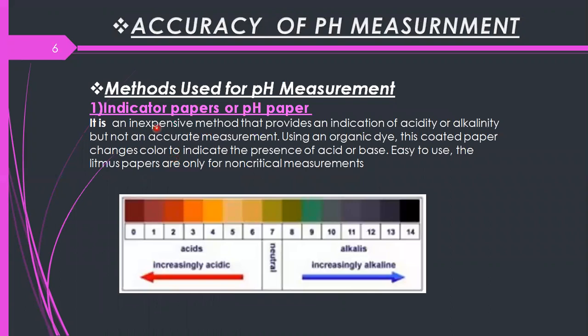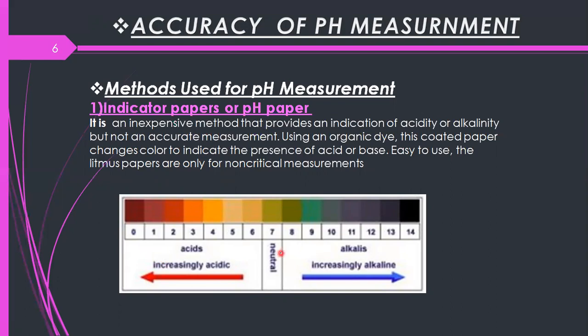Next are the methods which we use for the pH measurement. The first is indicator paper or pH paper. It is an inexpensive method that provides an indication of acidity or alkalinity but not an accurate measurement. With the help of indicator papers, we can't determine the concentration of the hydrogen ion. We just differentiate between the two solutions on the basis of their color.